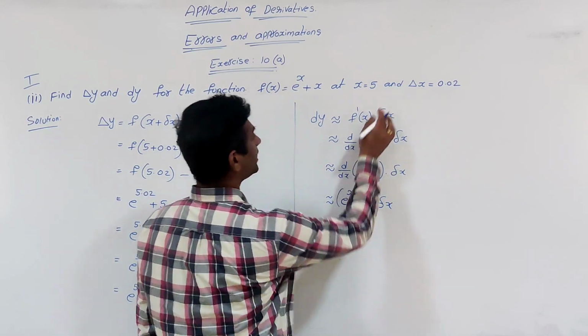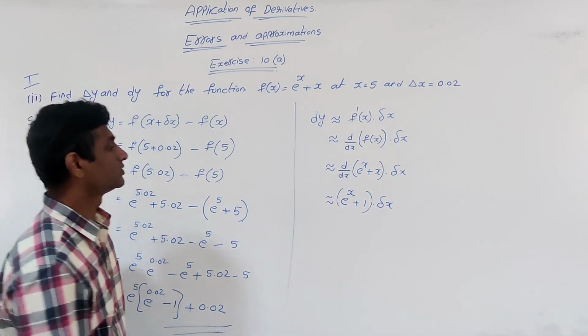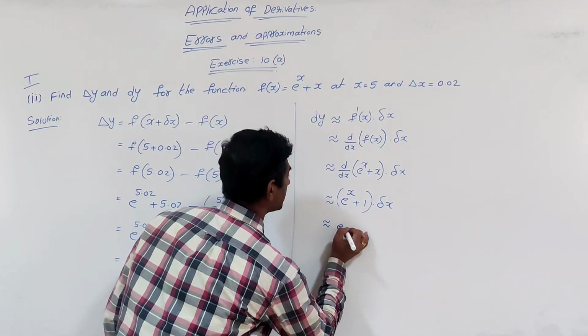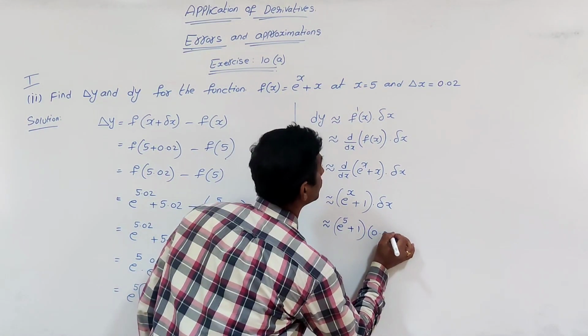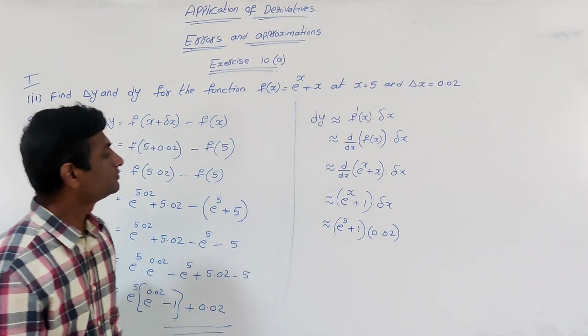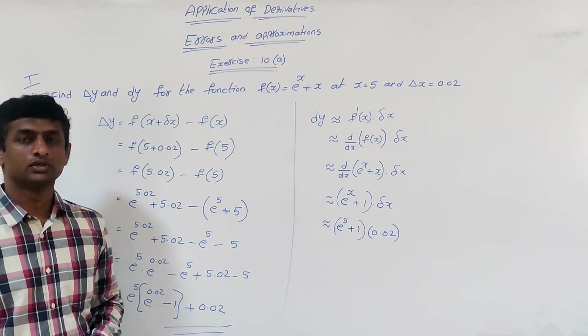At what point? At x is equal to 5 and delta x 0.02. So which is e to the power of 5 plus 1 into 0.02. So that is the approximate value. Now we'll go for the next question.